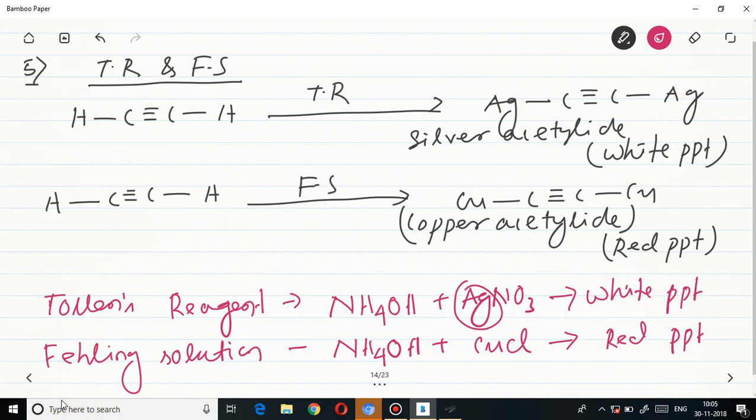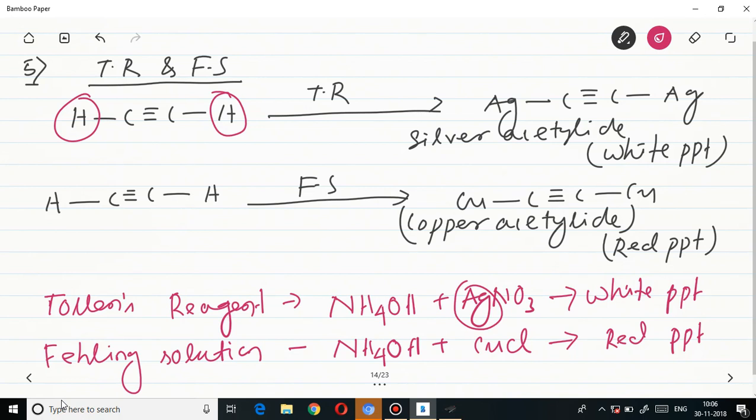Now when they react, these two hydrogens, which I am encircling, will be replaced by silver, and this compound is known as silver acetylide. And here these two hydrogens will be replaced by copper, it will be copper acetylide. So this will be a white precipitate and this will be a red precipitate.